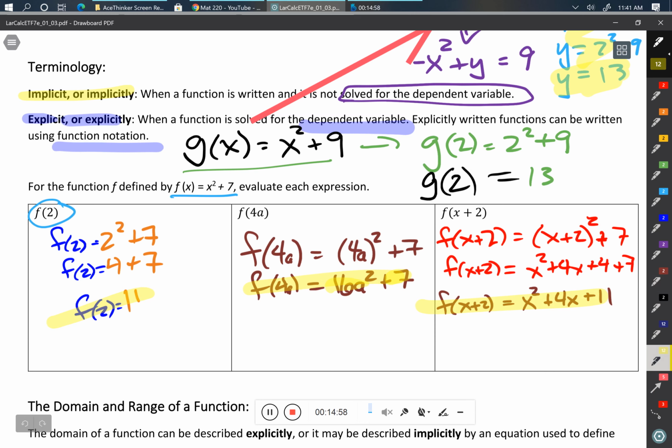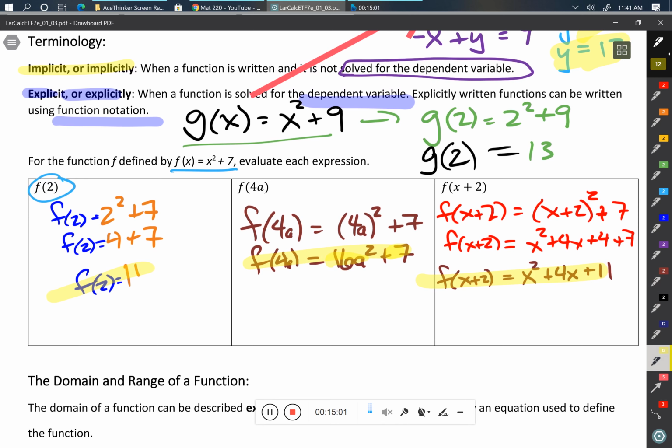Right? All right, that's about 15 minutes right there. So I'm going to stop this video. We'll come back in part 2. And in part 2, we'll start down here with domain and range of a function. I'll see you all back here for part 2.